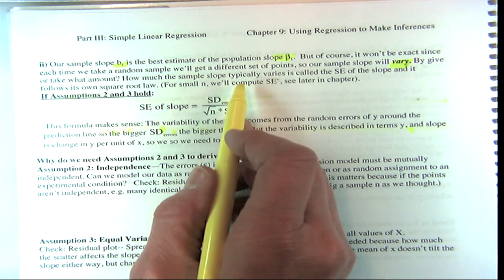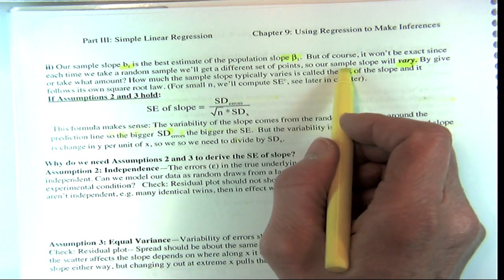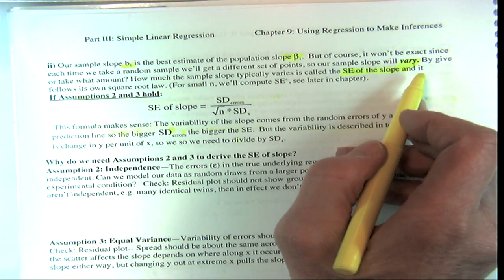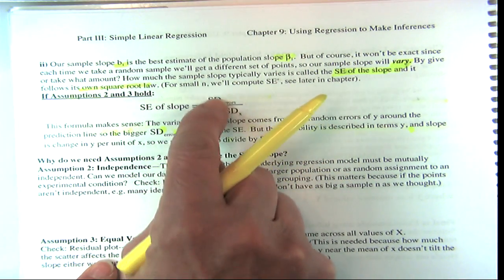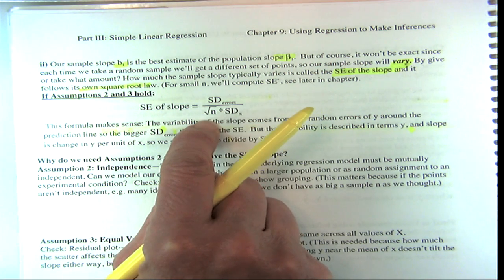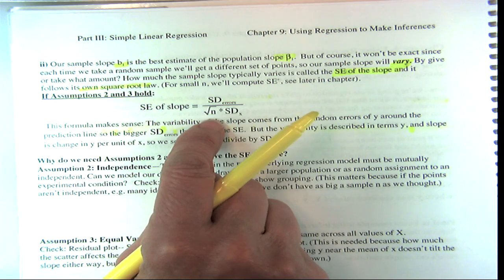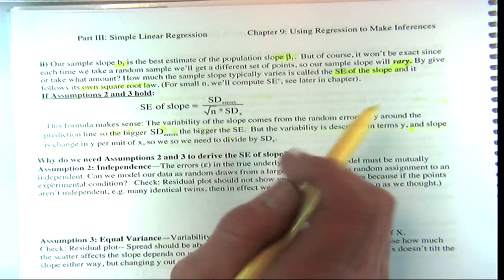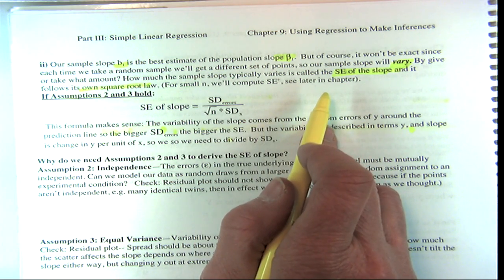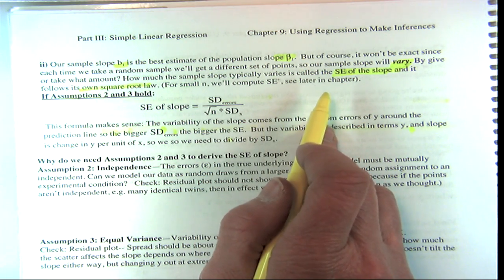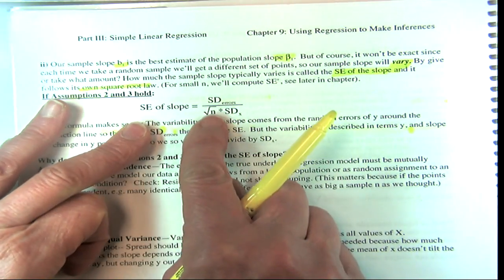How much the slope typically varies is called, of course, the standard error of the slope. And it follows its own square root law, meaning it's an SD over the square root of n, just like the standard error of the average and the percent is the SD over the square root of n. Now, I'm just doing it for large n first, and then we're going to adjust it for smaller n later. And 100 points is a large n, pretty large, so we're not going to make any adjustments to n here.